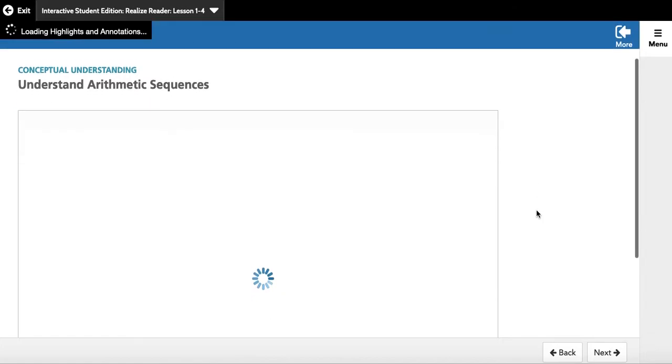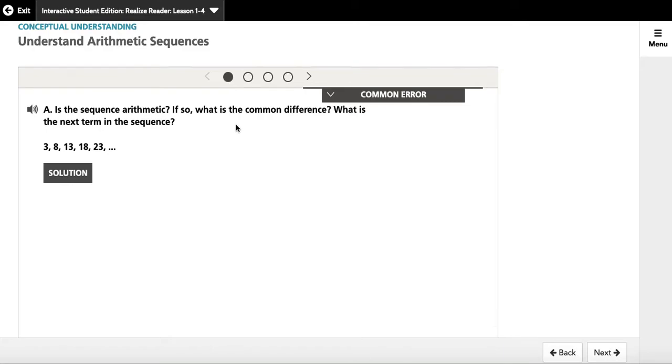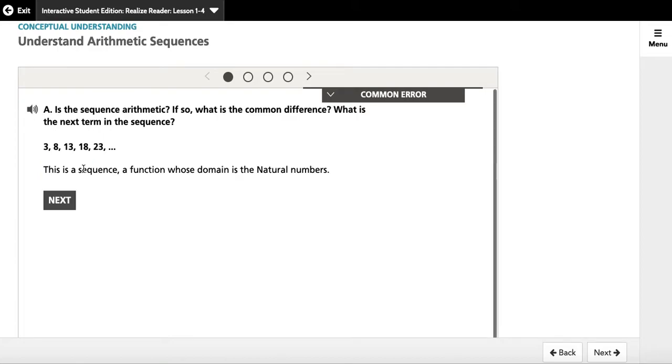Understanding arithmetic sequences. Is the sequence arithmetic? If so, what is the common difference? What is the next term in the sequence? So we see it's going up. We have the first term is a 3, second term is an 8, third term is 13, fourth term is 18, fifth term is 23.